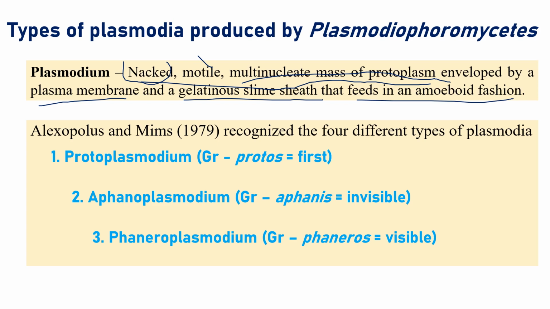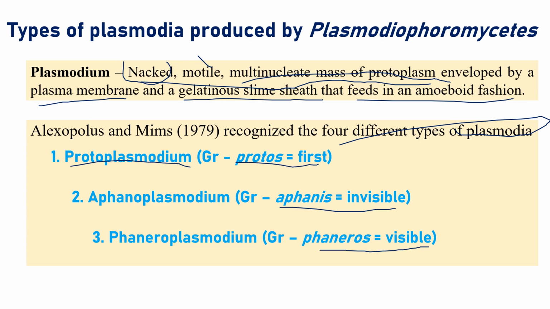Alexopoulos and Mims categorized 4 different types of Plasmodia generally, but we are going to explain only 3 important types. The fourth one resembles a mix of these. The types are protoplasmodium, aphanoplasmodium, and phaneroplasmodium. In protoplasmodium, proto means first; aphanoplasmodium, aphanis means invisible; in phaneroplasmodium, phaneros means visible. All are Greek words. Let's see in detail one by one.